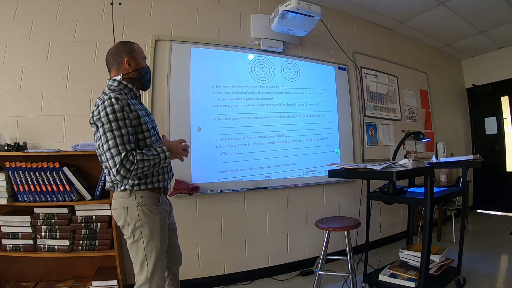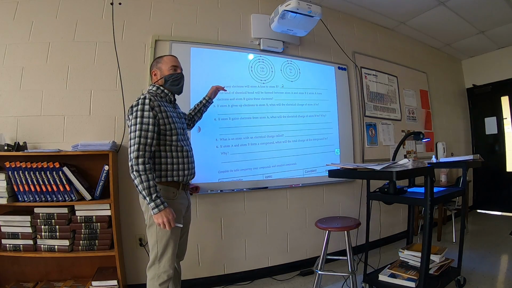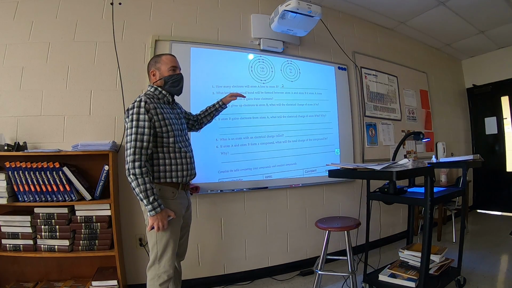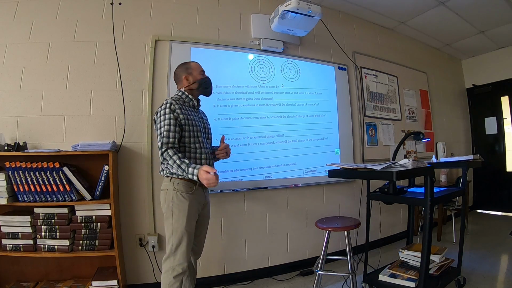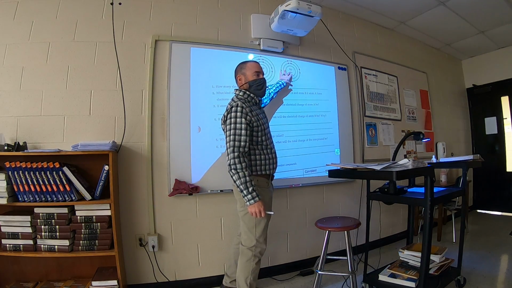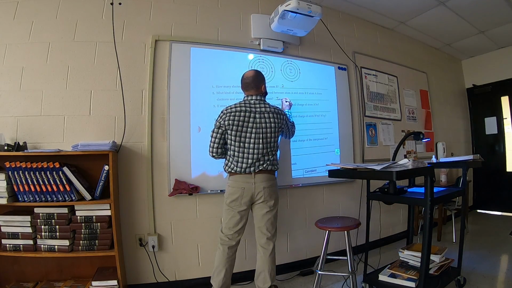Number 2, what kind of chemical bond will be formed? Well, we can't tell if it's a metal or a non-metal, but we can tell that we're gaining and losing electrons. So what type of bond is it? Ionic. So it has to be ionic. They're not sharing electrons. It's just giving these 2 electrons over. All right? What's the difference?